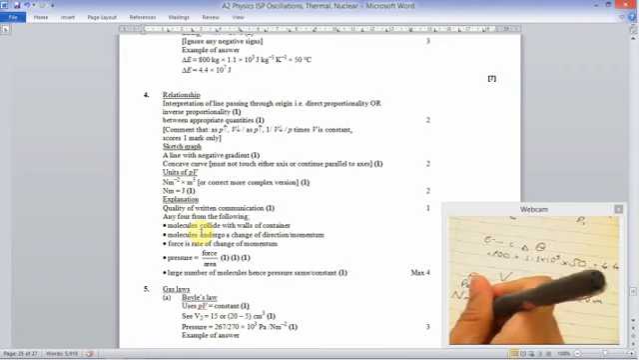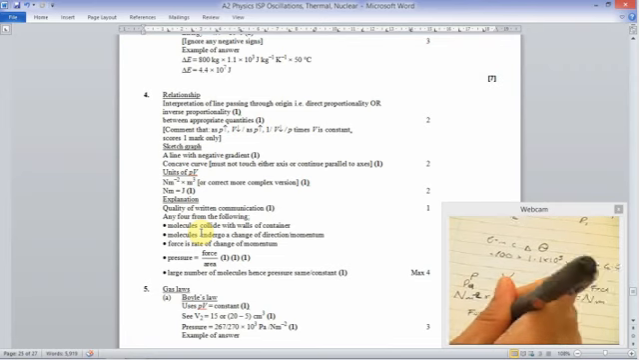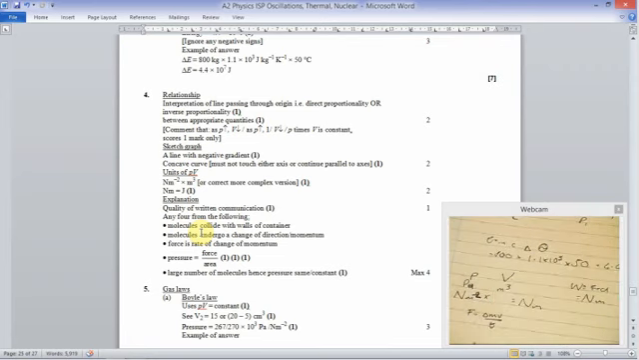Force is equal to change in mv over t. The fact it's over t makes it a rate, it's a change in mv. So it undergoes a change in direction and therefore undergoes a change in momentum. So pressure is equal to this force divided by the area it actually acts over, and a large number of molecules are involved in these collisions, and hence the pressure is constant throughout.